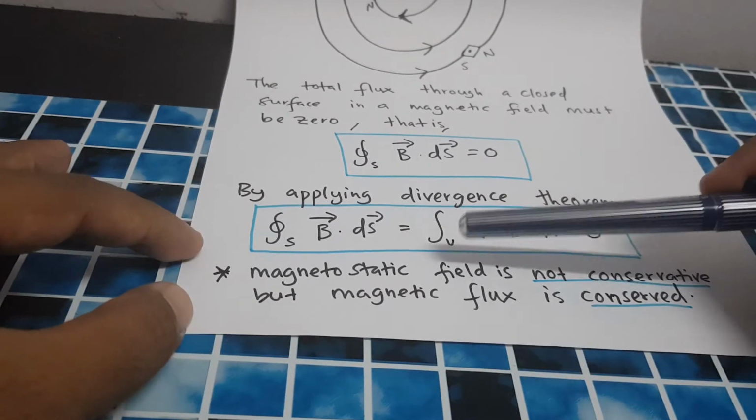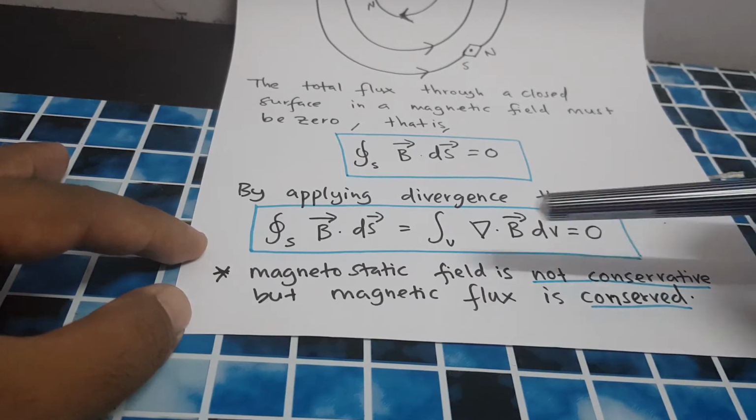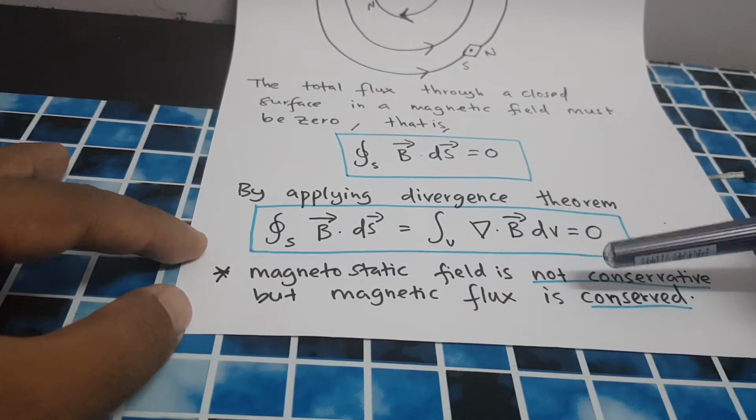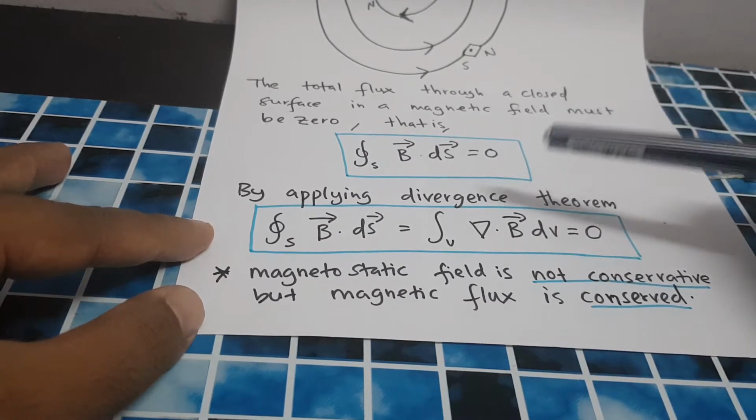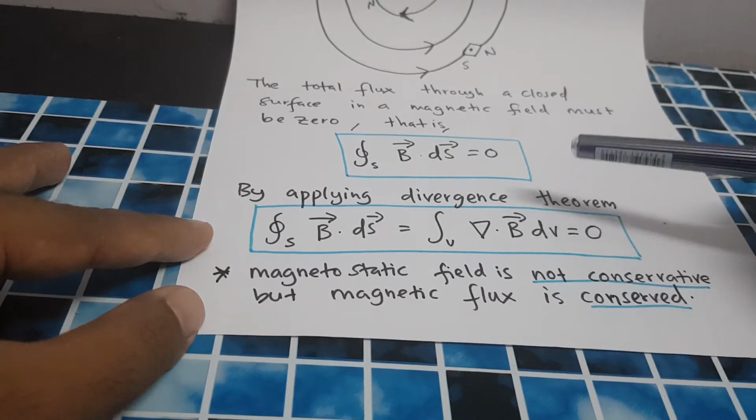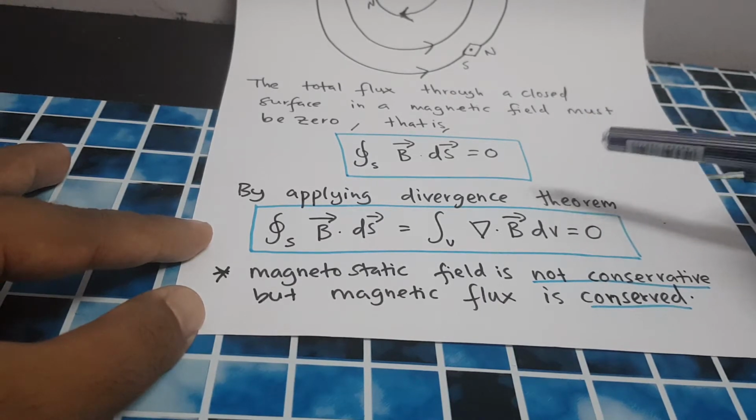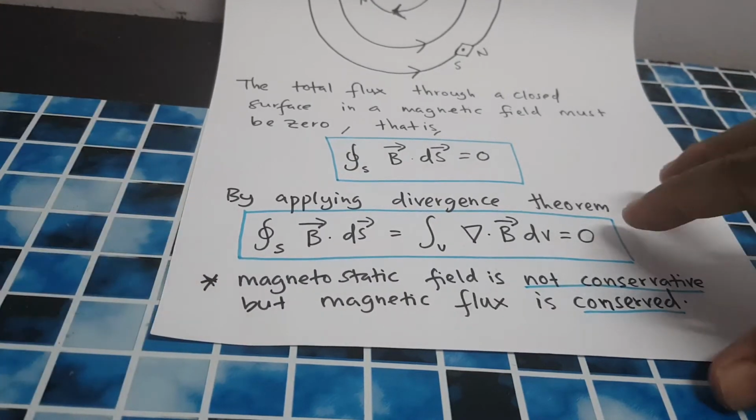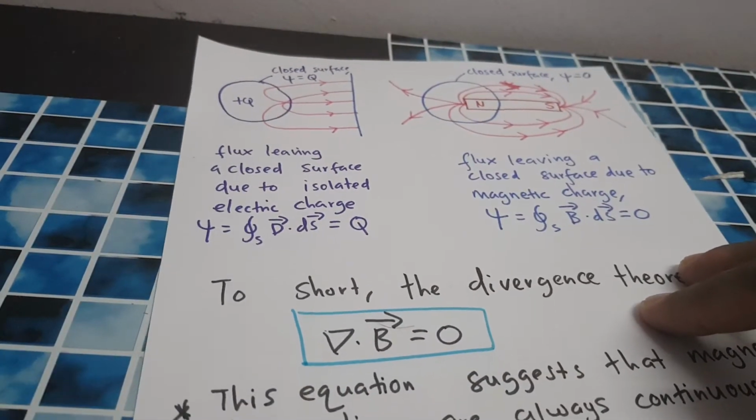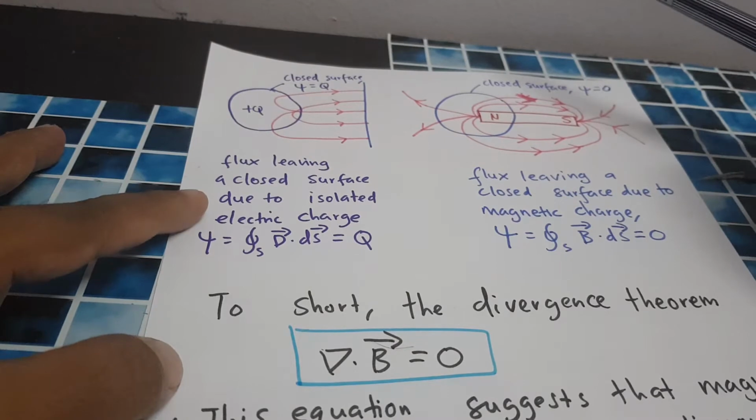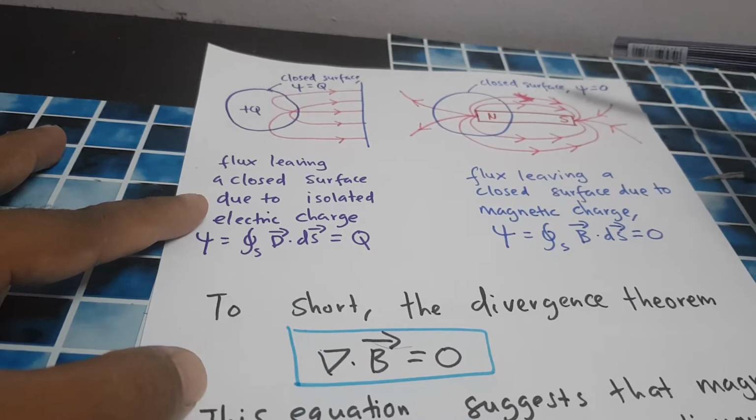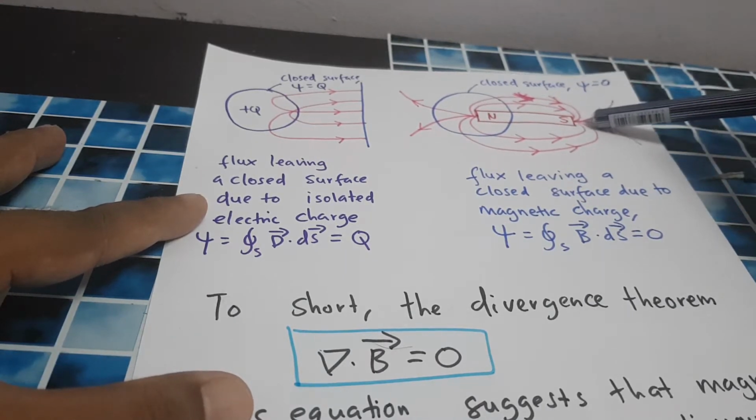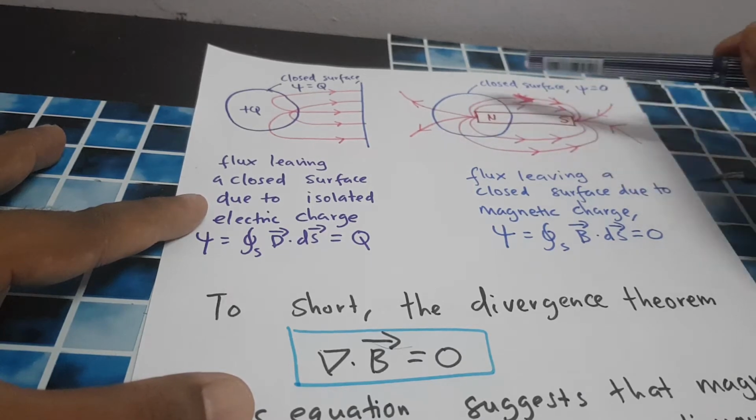From this, the magnetic field is not conservative, but magnetic flux is conserved. Why is magnetic flux conserved? Because the integral of B dot dS equals the integral over volume of divergence of B dV, which equals 0. From the closed surface, the flux equals Q, and the flux goes toward the south and outward to the north.